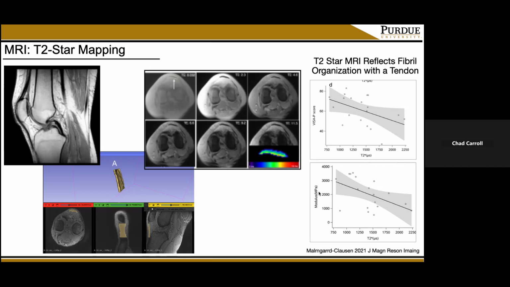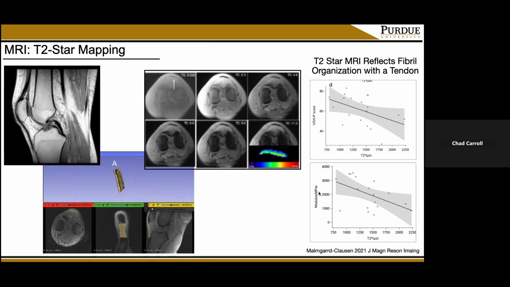Okay, so the way the tendon is set up, I guess we don't have time to get into details, but it works out really well. You do this special scan, and the output you get from that scan reflects the organization of the tendon. And other groups have shown that this T2 star signal correlates really well with things like tendon modulus. This VISA-P is a clinical survey of tendon function. The higher the score, the better.